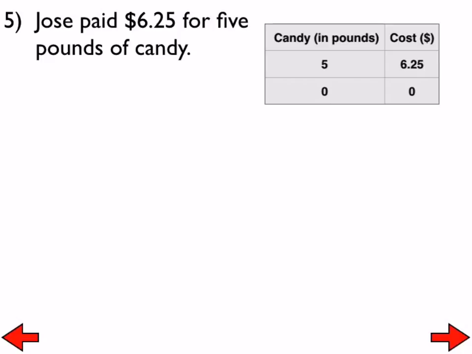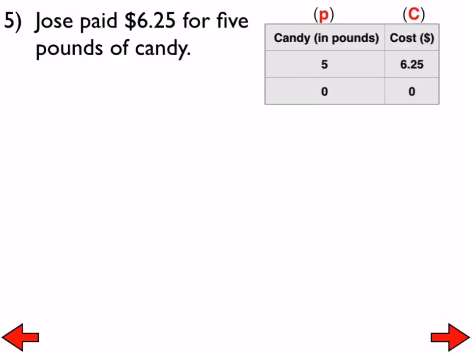And that would be this. If he didn't buy any candy, it doesn't cost anything. Now the reason why I want to use that one is simple. Remember, we're trying to think of this in terms of a proportional relationship. Okay? So we're going to do this one together.